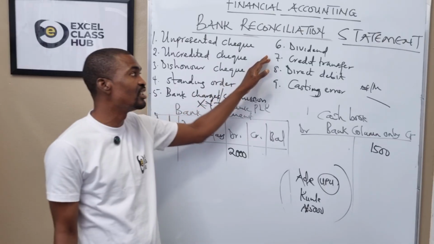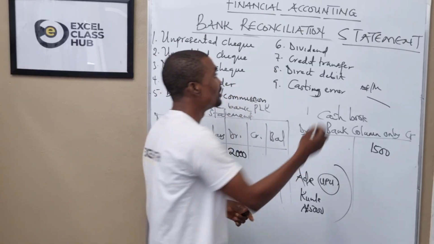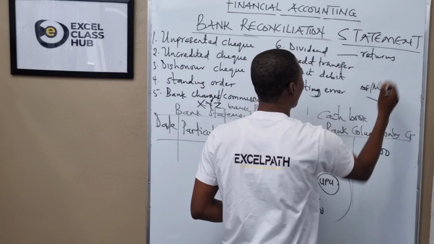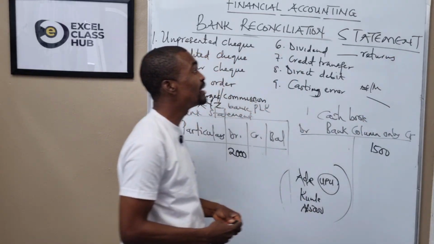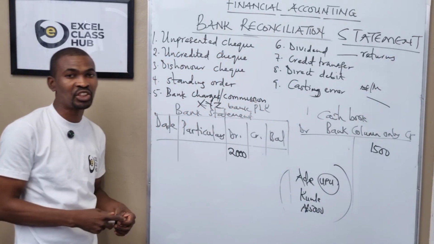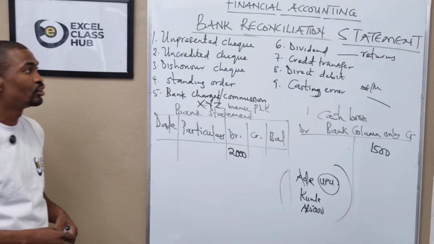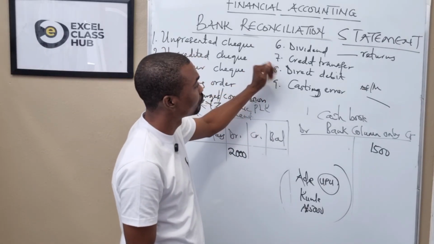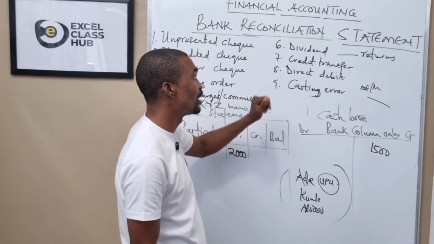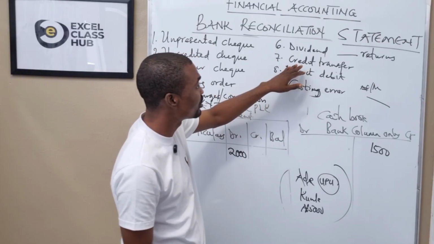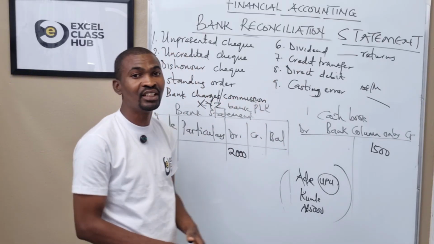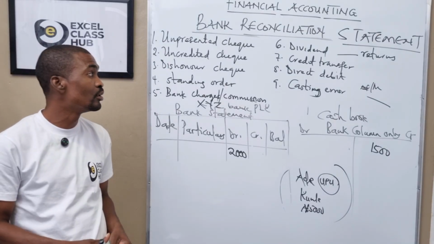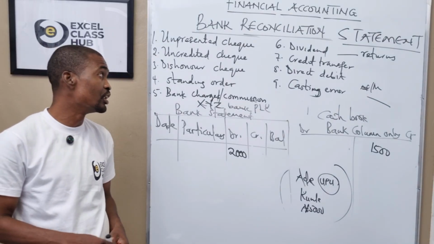Okay. Then number 6 is dividend. Dividends are the returns from shares that are being bought. So the dividends are not paid in cash. They are paid through the bank. So dividend is also one of the reasons for disagreement between the cash book and bank statement. Then number 7 is credit transfer. Credit transfer is a direct transfer or direct lodgement of money from one account to the other.